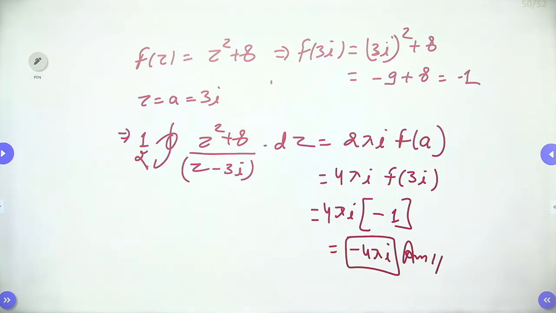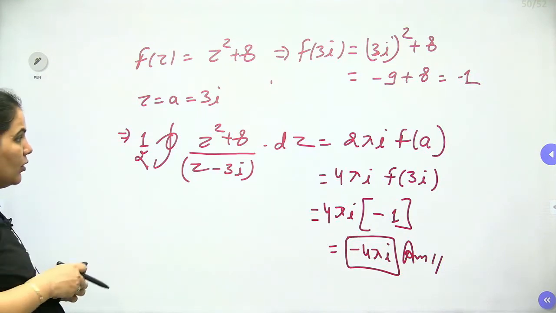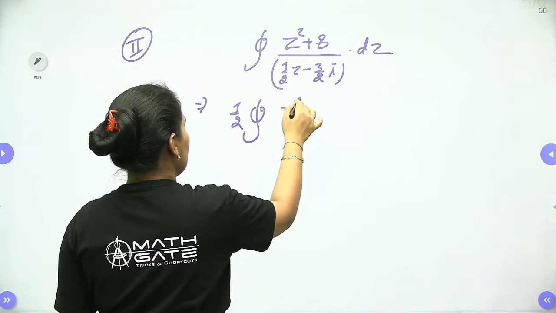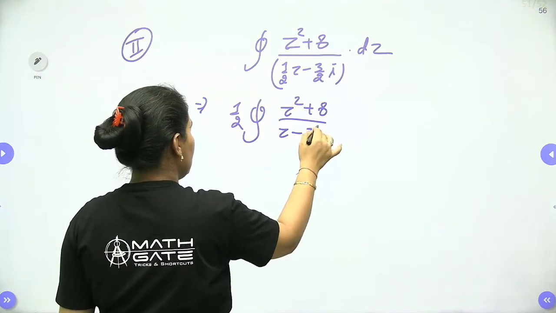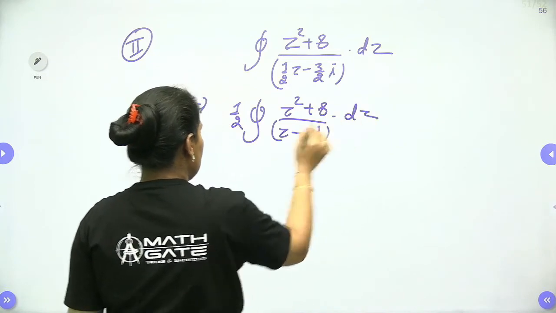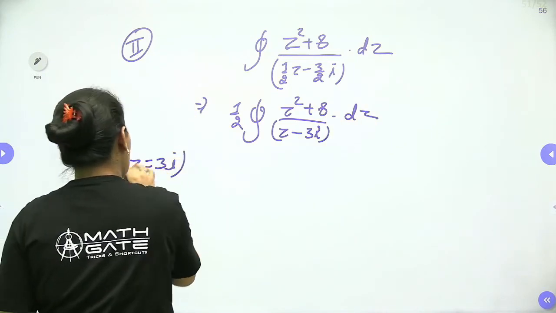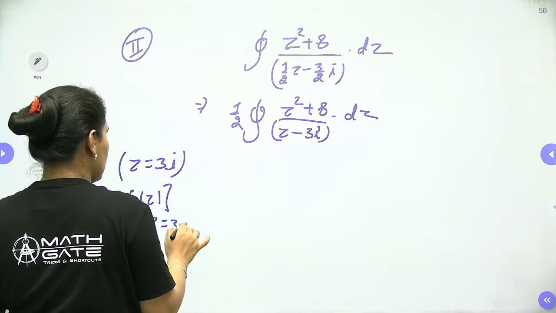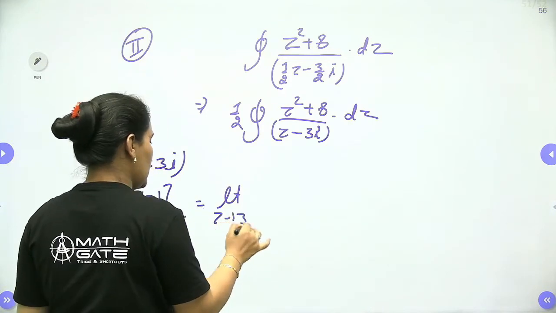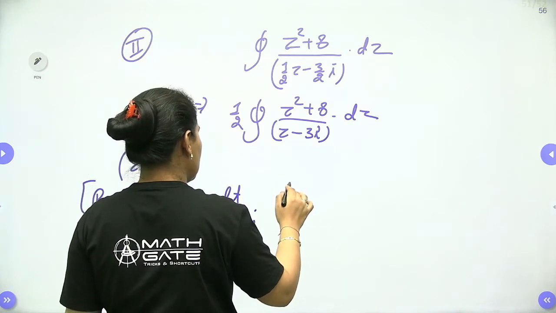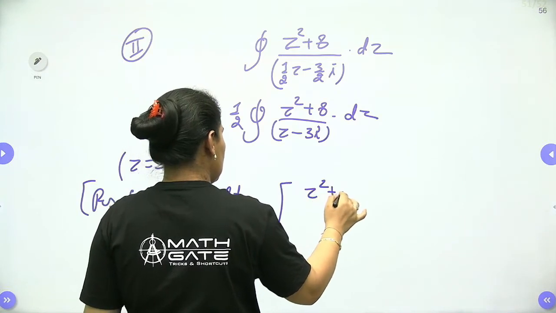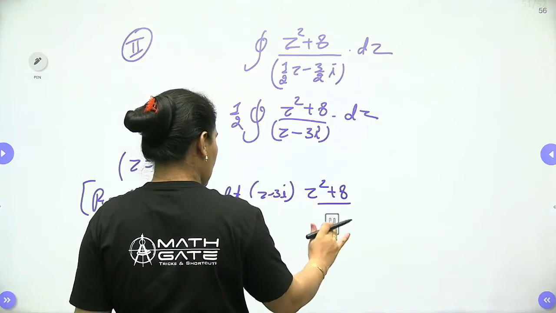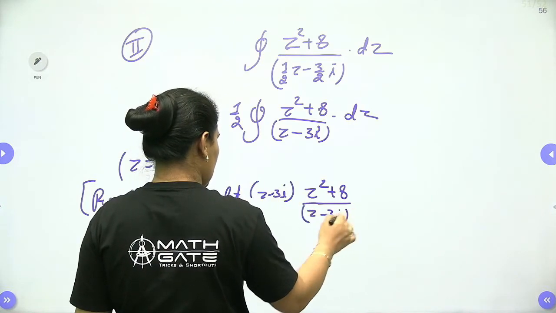So when we want to approach here, the result is again 1 by 2, z square plus 8, and the pole will be z minus 3 iota dz. As the pole is z equals 3 iota only, we can find the residue of f of z at z equals 3 iota. Limit z tends to 3 iota, the 3 iota will cancel out. Still, let me write down z square plus 8 over z minus 3 iota.